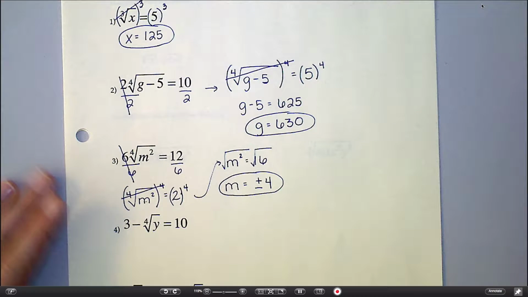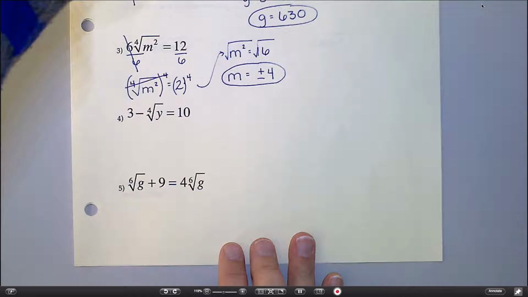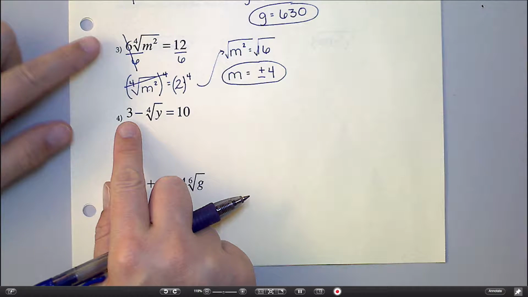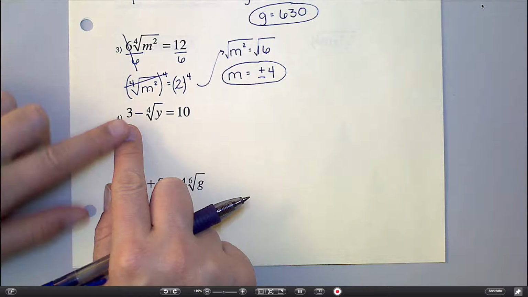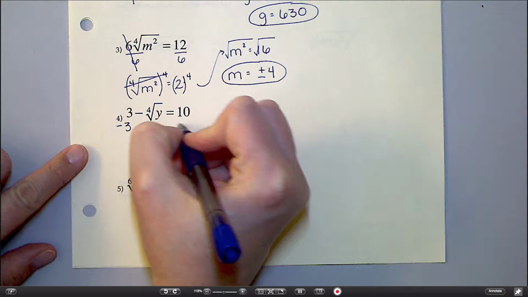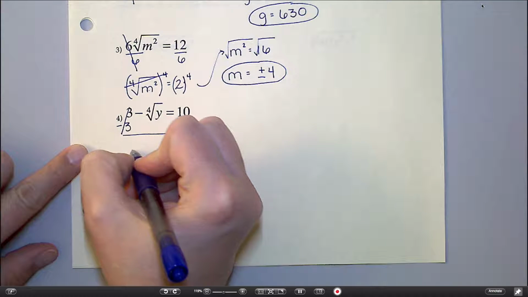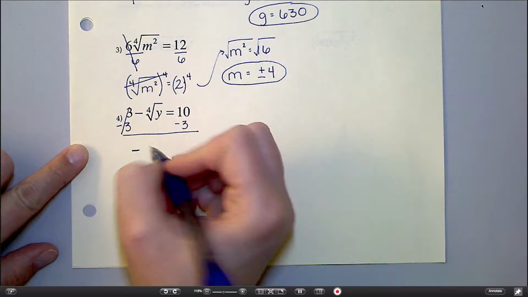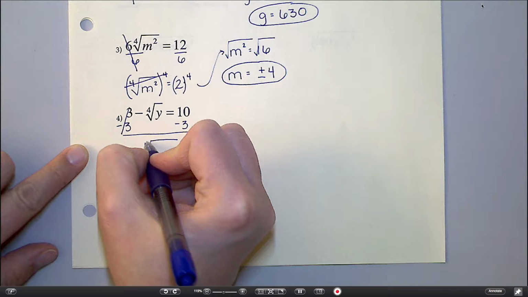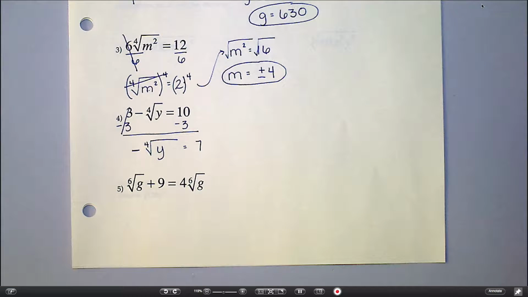Okay, let's take a look at number 4 here. Number 4, I have to get rid of that 3, but that 3 is not being multiplied like some of the ones up here were. To get rid of that 3, I would subtract a 3 because it is a positive 3. So now I have a negative. And that negative is not actually on the 4. It's out in front of the root. So -4th root of y is equal to 7.